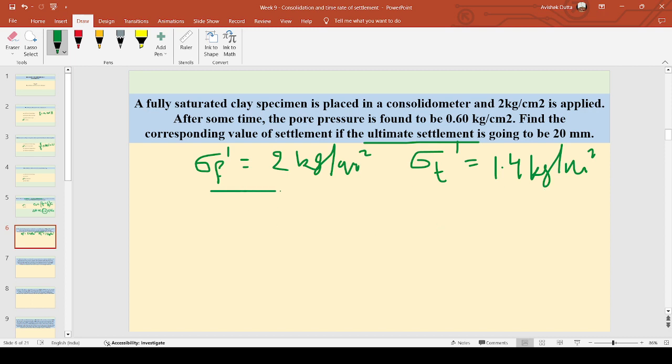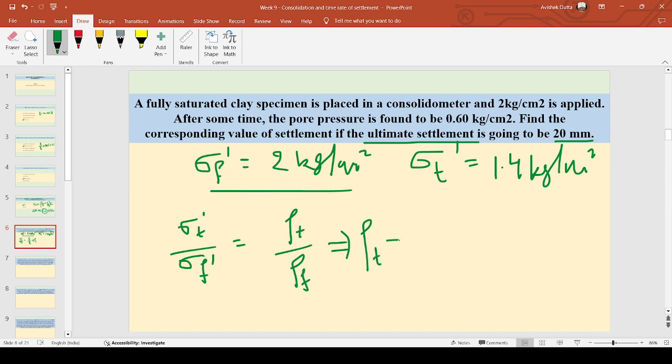So if 2 kg per centimeter square is giving us 20 mm settlement, we can write sigma t dash by sigma f dash equal to the degree of settlement, which is equal to rho t divided by rho f. Rho t is the settlement at this time, and rho f is the final, that is the ultimate settlement. So rho t is 1.4 divided by 2 into 20, which gives us 14 millimeter. So the settlement at the time when the pore pressure is equal to 0.6 kg per centimeter square is 14 millimeter.